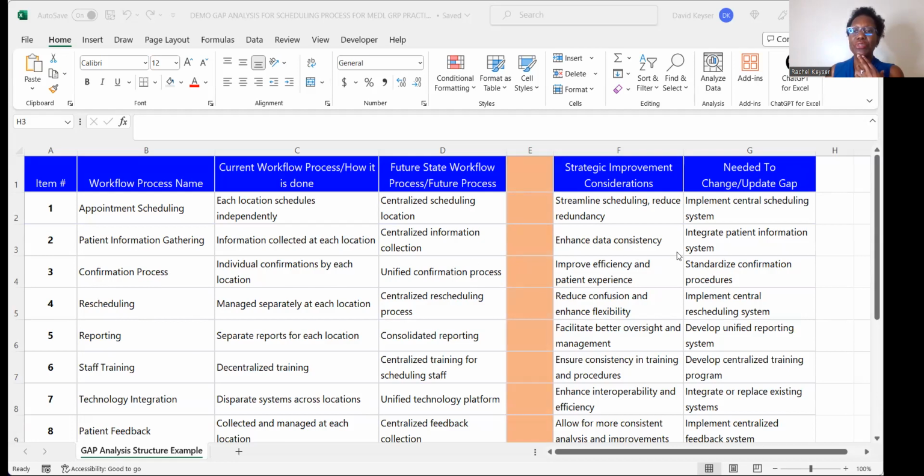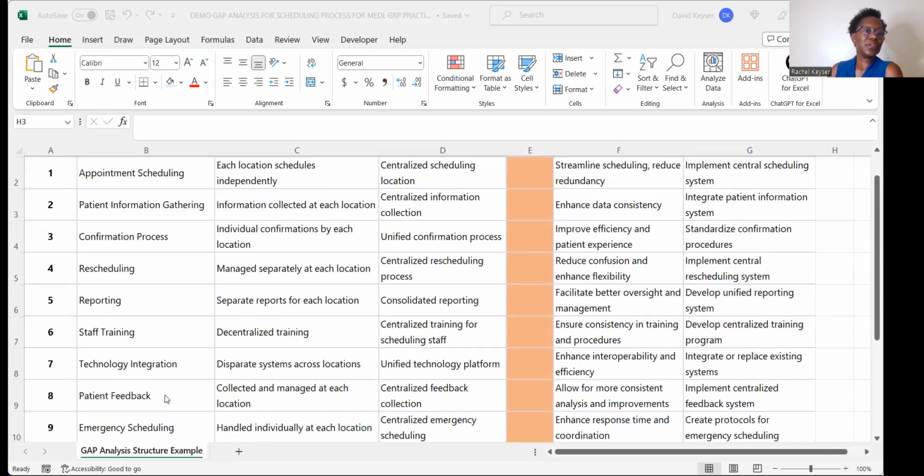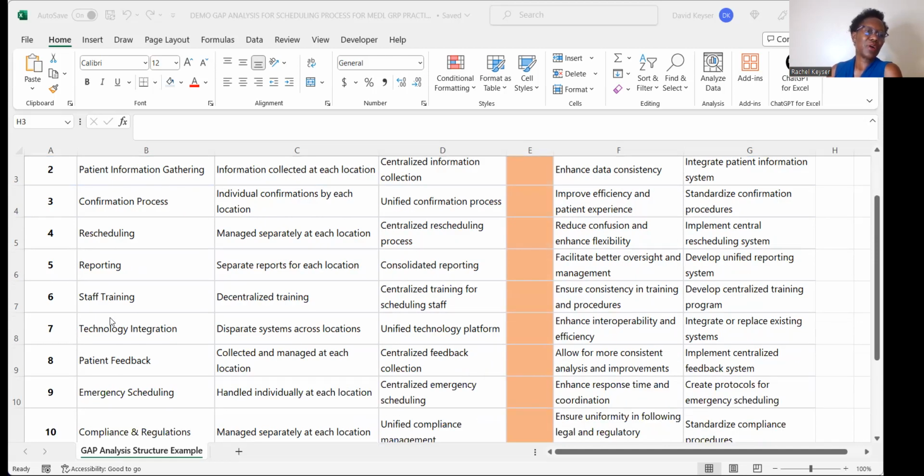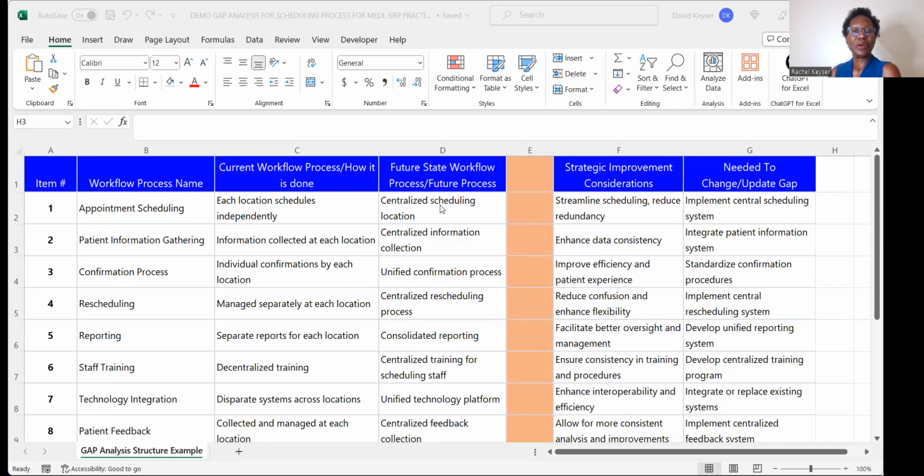This goes to here, consistency. You find that if they're different locations, usually every location has a different way of doing things, and it just doesn't give a good experience. So these are the different processes. You have rescheduling, you have reporting, staff training, decentralized training. Then you make it, remember, again, this is current state.